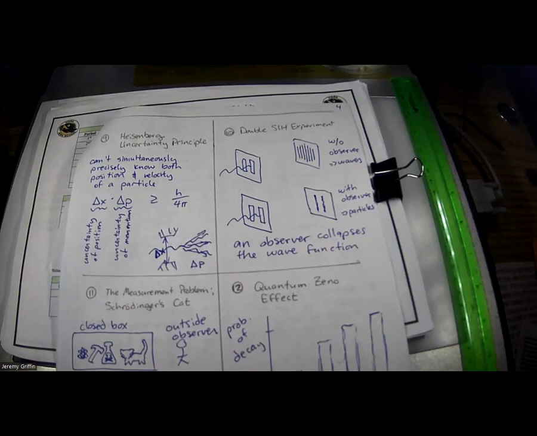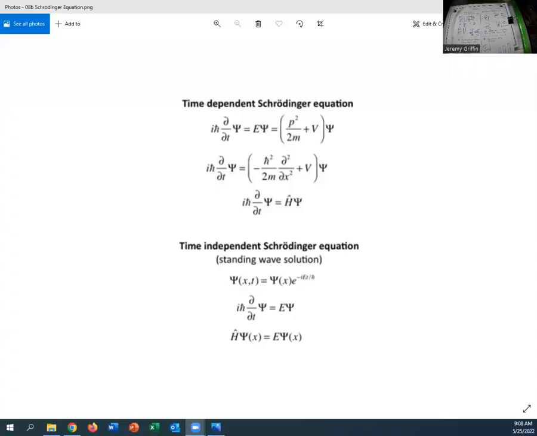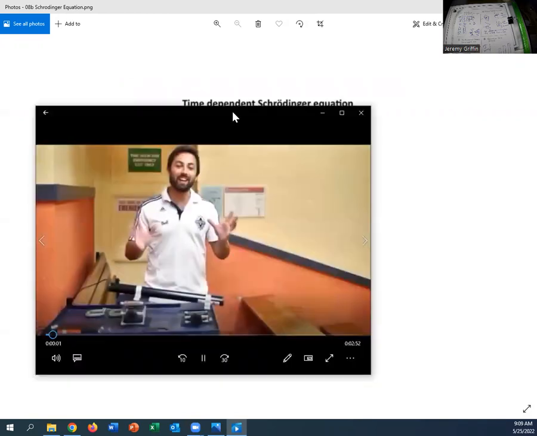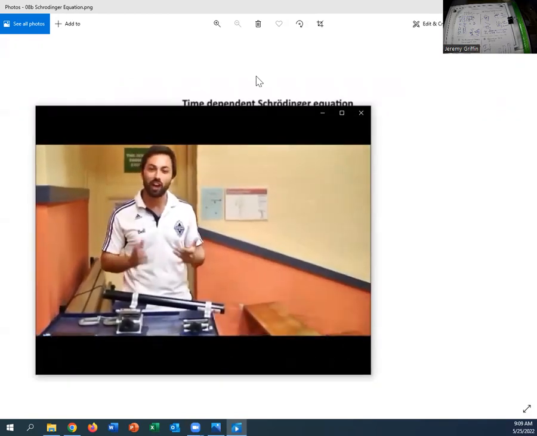Veritasium. Present screen 2. All right, so if you're watching this video, there's the Schrodinger equation. Let me dig up an experiment showing the Heisenberg uncertainty principle. There we go. Oh, I've got the sound turned off.